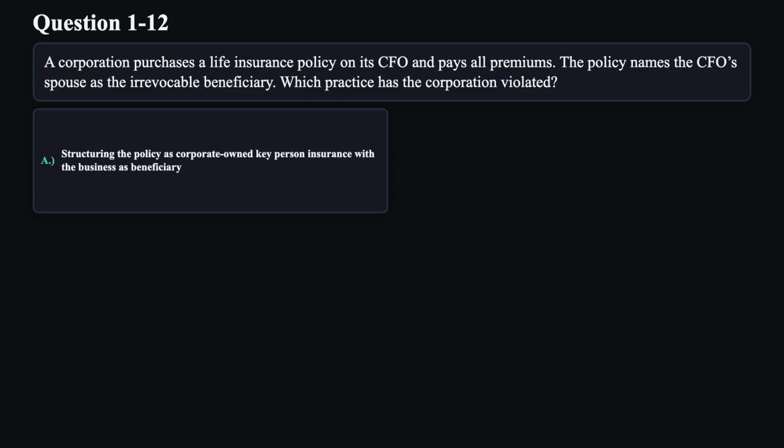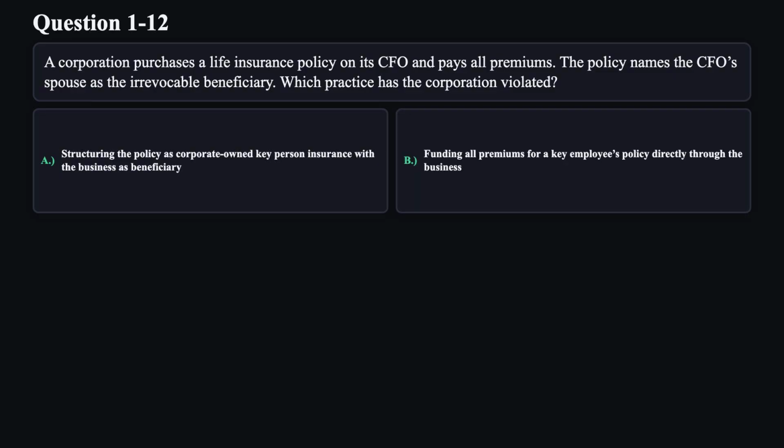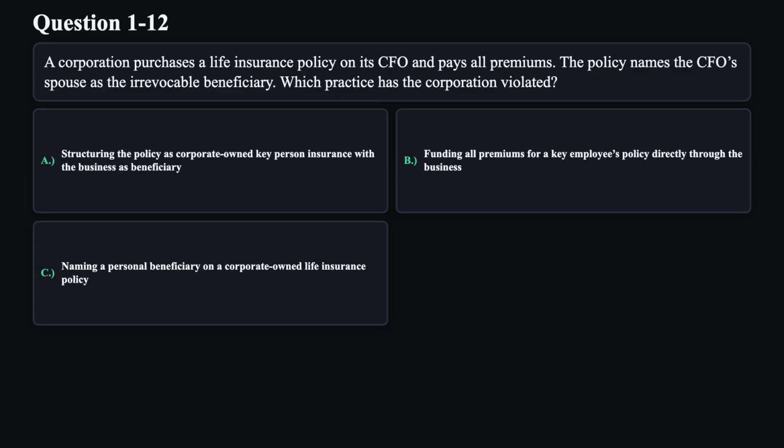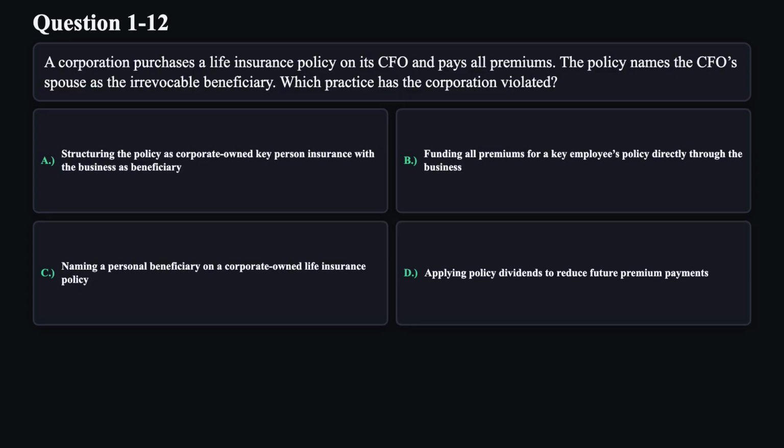A. Structuring the policy as corporate-owned key person insurance with the business as beneficiary. B. Funding all premiums for a key employee's policy directly through the business. C. Naming a personal beneficiary on a corporate-owned life insurance policy. D. Applying policy dividends to reduce future premium payments.